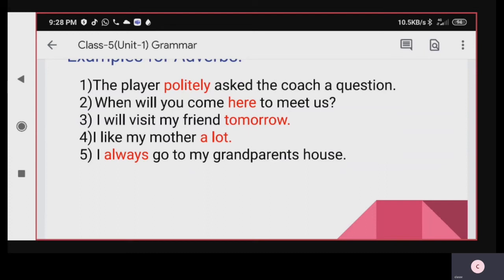Children, among 8 parts of speech, we learned about 5 parts of speech today. What are they? They are nouns, naming words. Pronouns, the words which we use instead of nouns. Verbs, action words. Adjectives, describing nouns. And adverbs, describe verbs. Remaining parts will be taught in coming grammar classes.